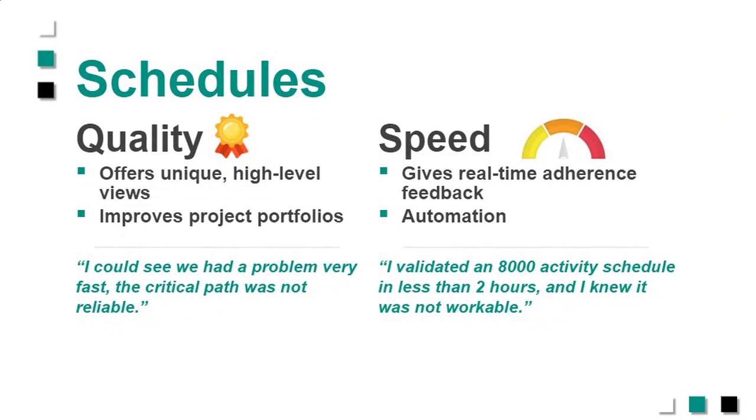"So I could see we had a problem very fast. The critical path was not reliable." Okay, so that's important feedback. And this is the speed. I've already talked about that particular example. That's a company I worked with in New York to evaluate a schedule very quickly. Now, in that case, I was working with the CFO, who was not a scheduler. He didn't have any schedulers on his team, and he needed a quick way to have an idea whether this schedule was reliable for the contractor to build this building.